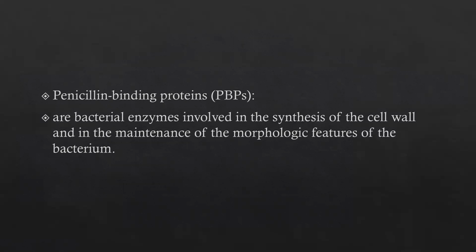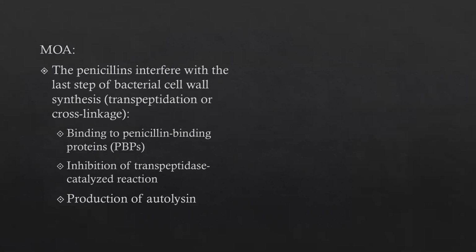In bacteria, in their cell wall, they have what we call PBPs. PBPs stands for penicillin binding proteins. These are bacterial enzymes involved in the synthesis of the cell wall. They help in building the cell wall, and also in the maintenance of the morphologic features of the bacterium. So what is the mechanism of action of penicillins? The penicillins interfere with the last step of bacterial cell wall synthesis.